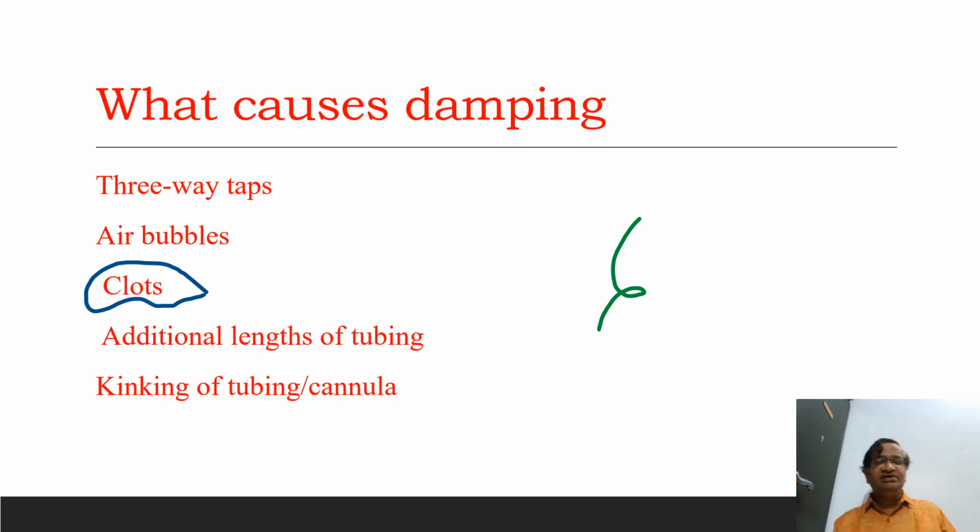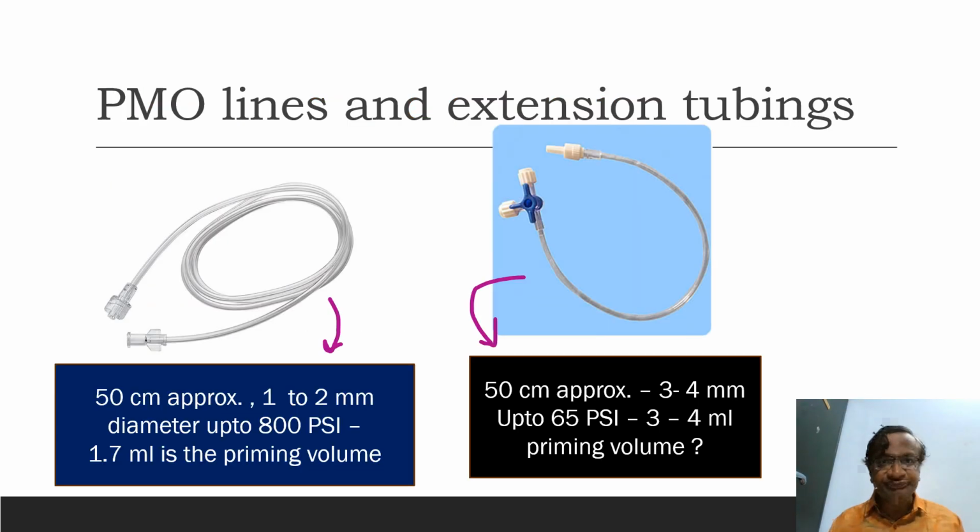What causes damping? There may be free wave taps, there may be air bubbles, there may be clots. There may be additional length of tubing. That is the most important problem, to connect it and increase it because we want the monitor there. So additional length, kinking like this, small kinks, all these will cause damping. You have already seen what happens to the systolic peak if it is damped.